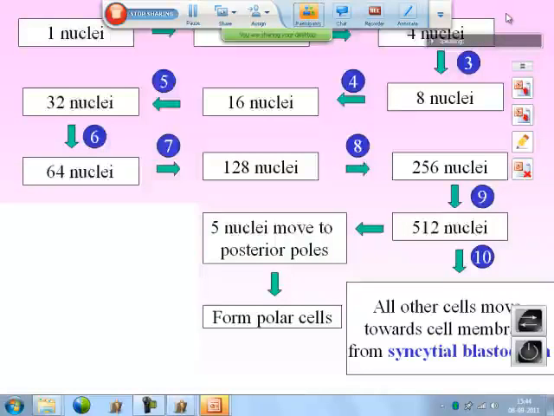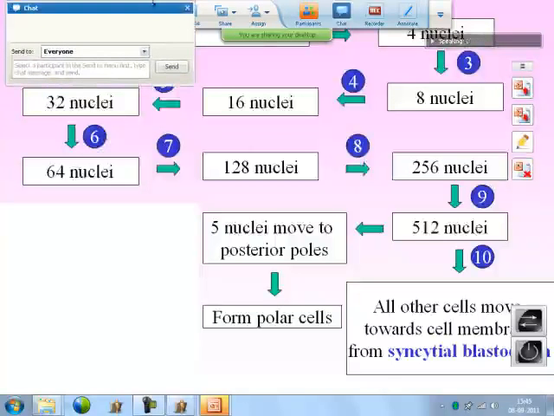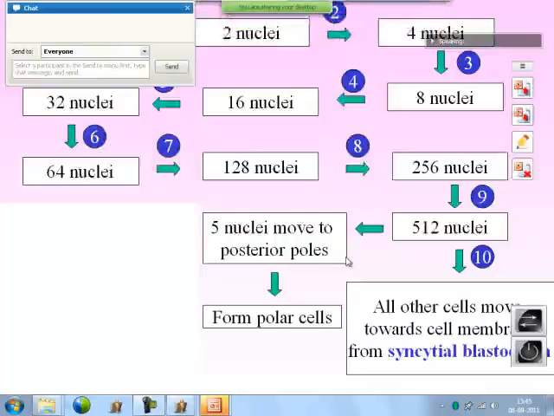You understood? So after the 9th cleavage, only 5 nuclei migrate. After the 10th cleavage, 1014 nuclei migrate to the cell membrane. Is it clear to everybody? You can also respond in chat. Okay, it's clear to everybody?